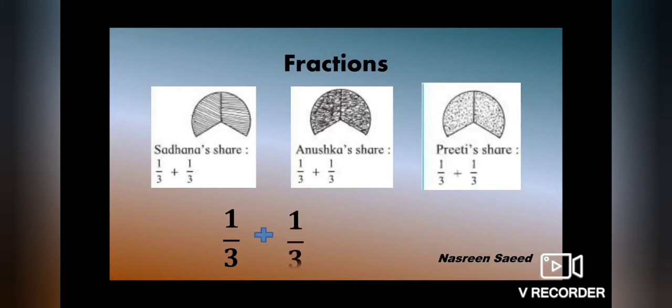How many times they were given? 2 times they were given 1/3 part. That is, each one got 1/3 plus 1/3. So if we have 1/3, 1/3 2 times, how many parts does it become? It becomes 2/3. Now Amita, how many parts did she get?